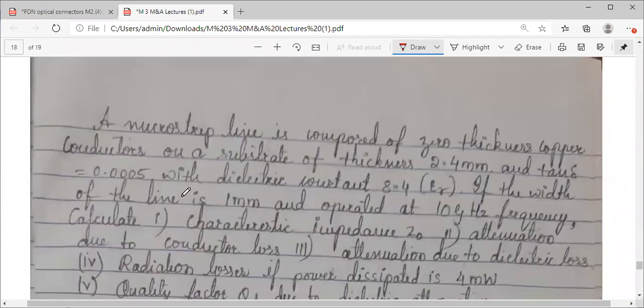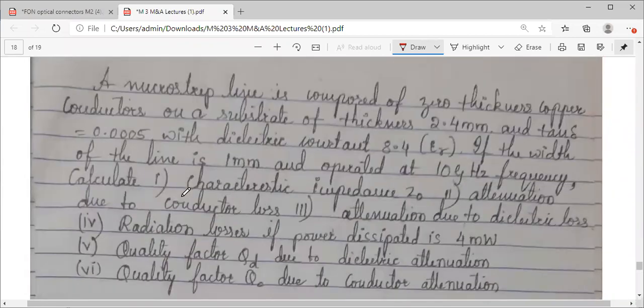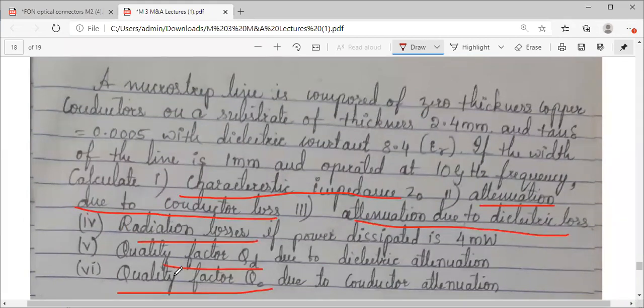Coming to one problem. This is a problem which I have taken from your previous question papers. It is based on finding the different losses. It's actually a very big problem, because we have discussed microstrip lines, characteristic impedance, then different losses: conduction loss, dielectric loss, radiation loss, quality factors QD and QC. All those values you have to calculate here. So it is a bit bigger problem. You have to utilize all the equations that we have seen in the previous sessions and today's session. So let us start this problem.